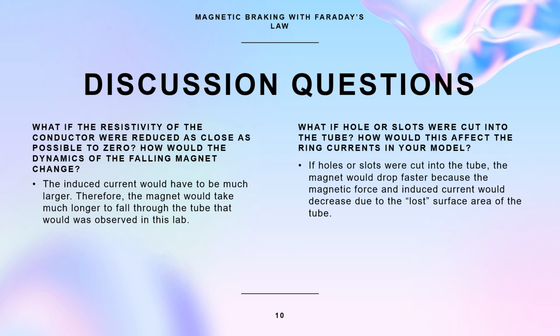What would happen if the resistivity of the conductor were reduced? The induced current would have to be much larger, therefore the magnet would take much longer to fall through the tube than was observed in this lab. And if holes or slots were cut into the tube, the magnet would drop faster because the magnetic force and induced current would decrease due to the lost surface area of the tube.